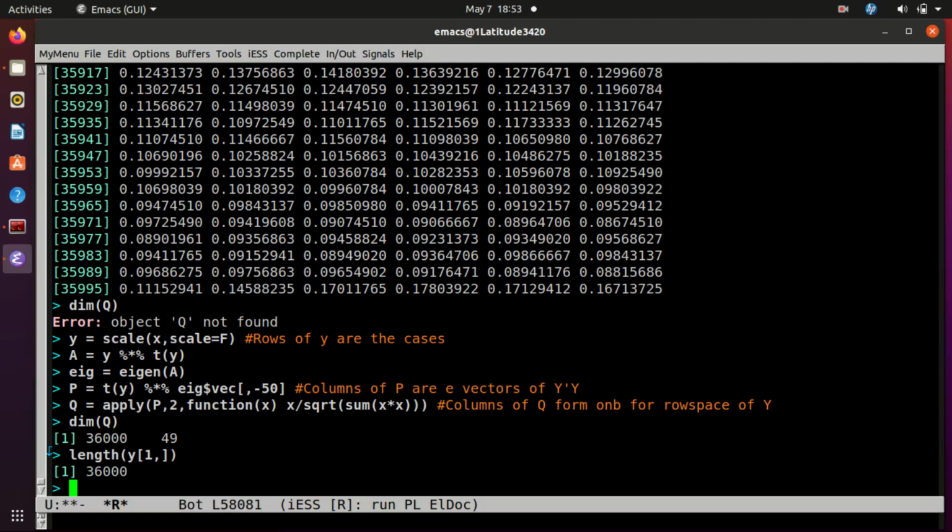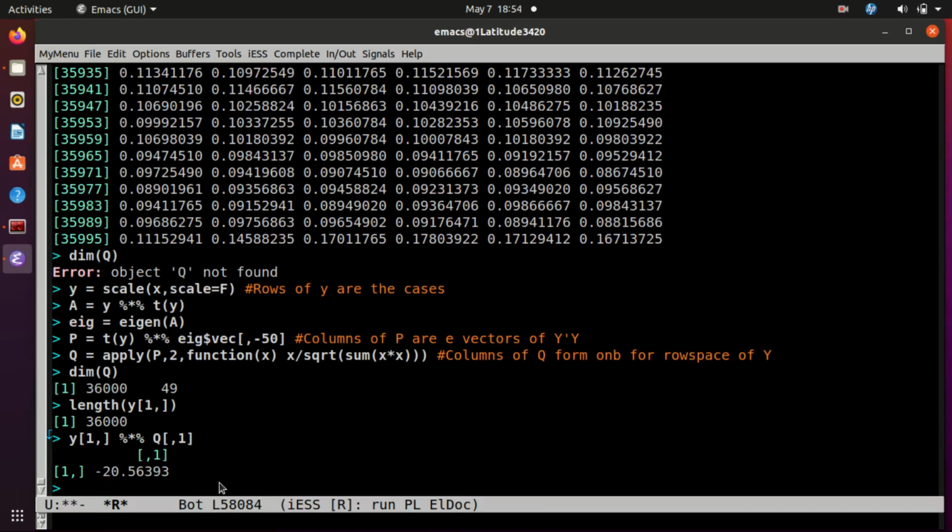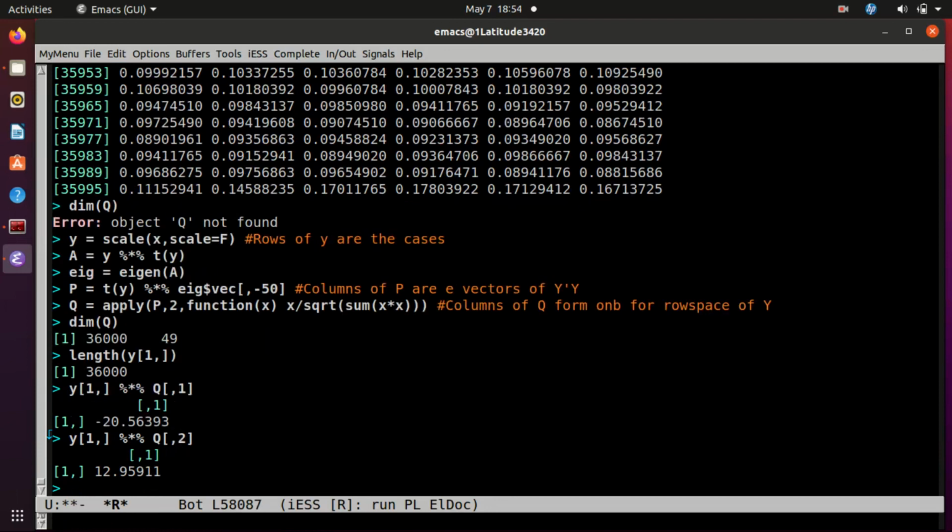So what I shall do is this, I shall take this and then matrix multiplication with Q, the first column. Well, I have made a mistake here. The first row of y with the first column of Q, and that is the coefficient. So the first coefficient is minus 20.56393 times the first vector in my basis. Similarly, the coefficient of the second vector will be this, and so on.